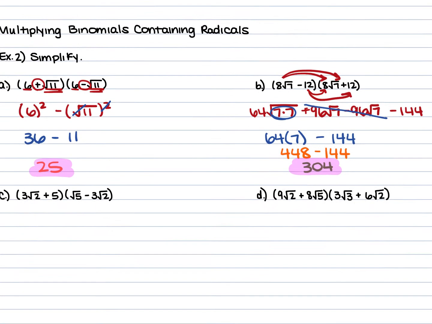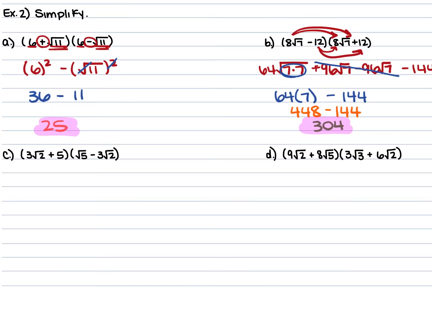For example C, we have 3 square root 2 plus 5 times the square root of 5 minus 3 square root 2. If we FOIL this, we're going to do the 3 square root 2 times the square root of 5, which gives us 3 square root 10. The 3 square root 2 times the negative 3 square root 2 gives us a negative 9 square root 4. 5 times the square root of 5 is 5 square root 5. And 5 times the negative 3 square root 2 is negative 15 square root 2.